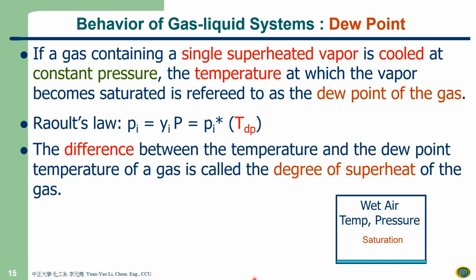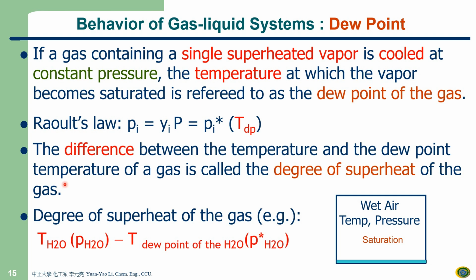Okay. So the difference between the temperature and the dew point temperature of the gas is called the degree of superheating of the gas. So the temperature here, for example, is 100 Celsius. And you start to decrease the temperature to 75, and you see the water drop here. So 100 decreased to 75 means what? The degree of superheating of the gas will be 25, right? Because 100 minus 75 equals 25. So it's 25 Celsius.